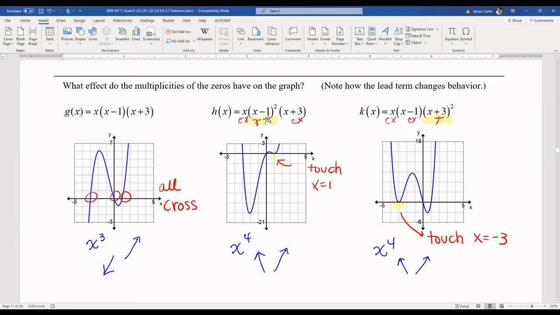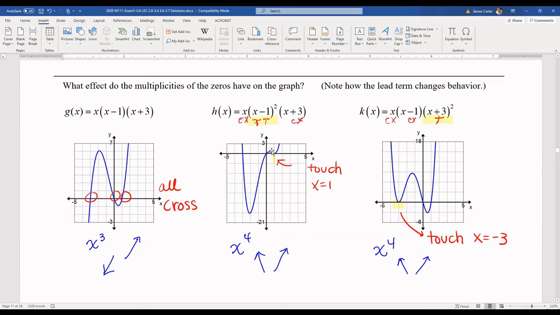Okay, this one. Here, we've got a crossing zero at 0. Here, we've got a touch and go at positive 1, right here.